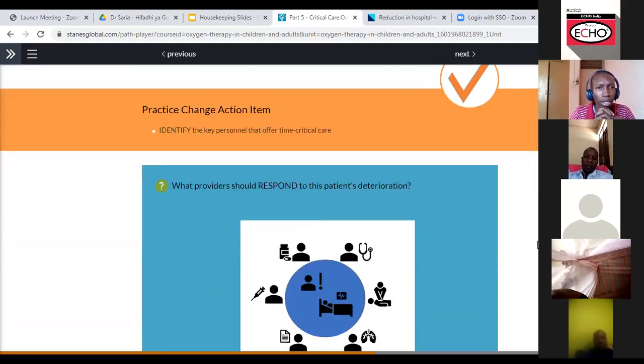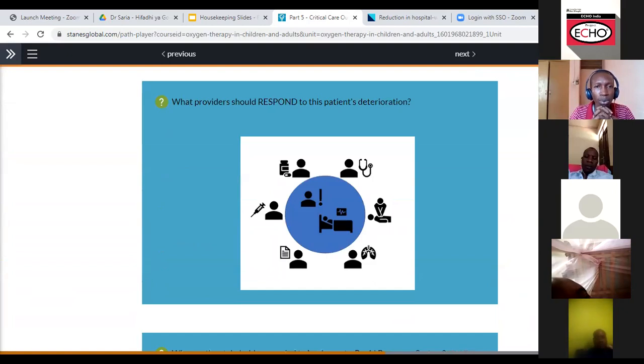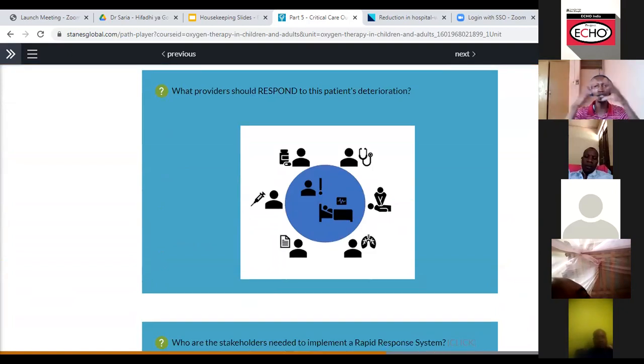And what provider should respond to this patient deterioration? So this is a question as to who should respond. We have seen the condition, we have seen the team components, members, and who can respond. So we said this team can have physicians, nurses, lab technicians, microbiologists, quality improvement staff, infectious disease people. All those people can be involved in these particular teams.